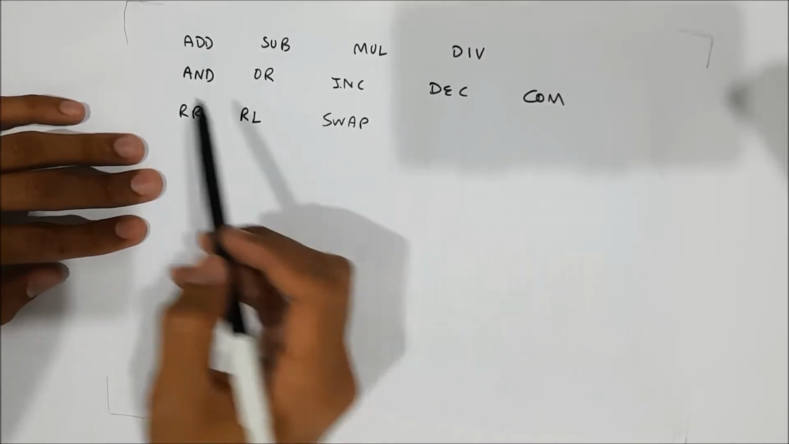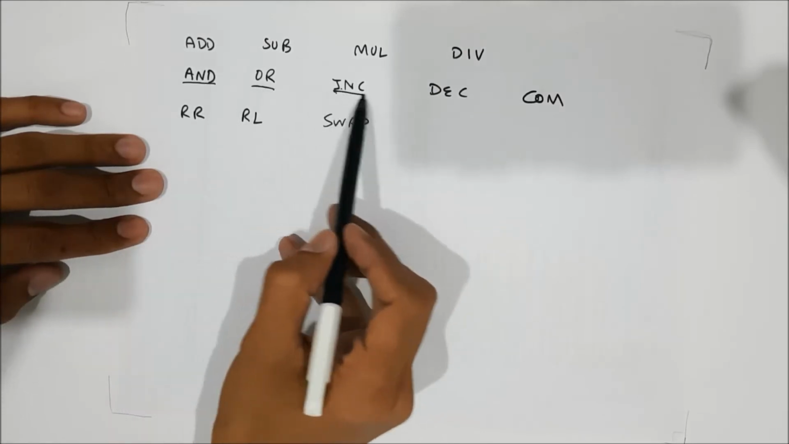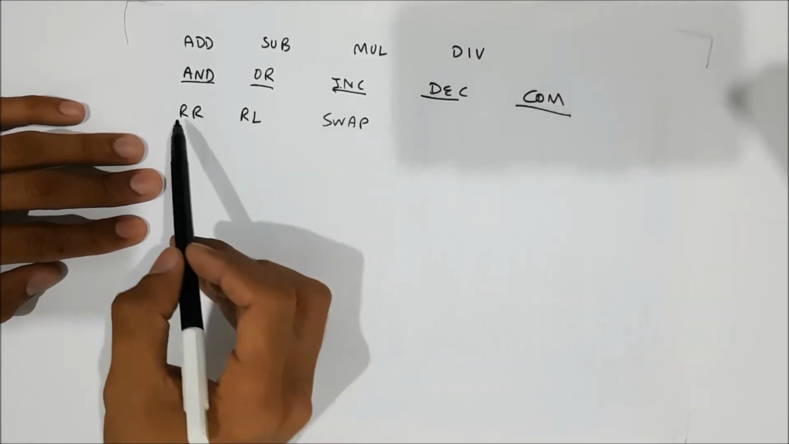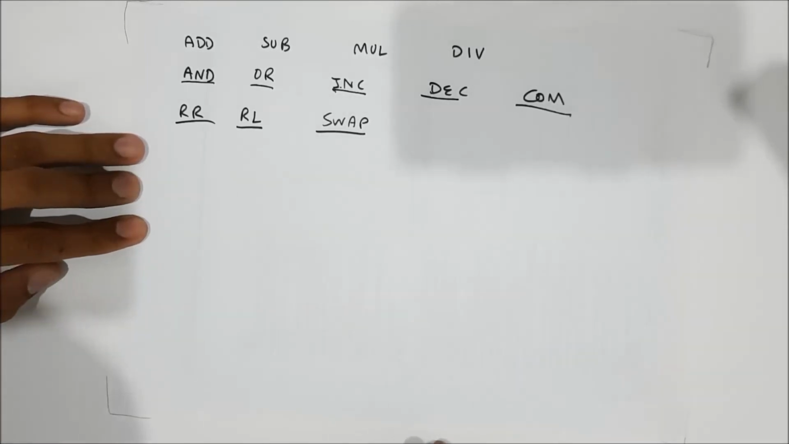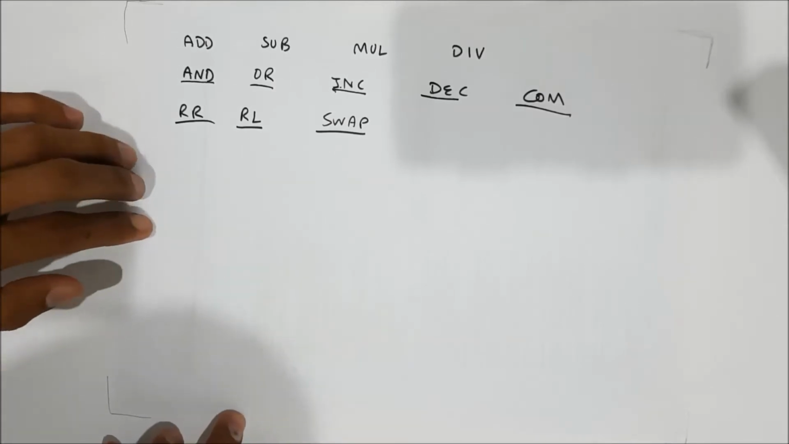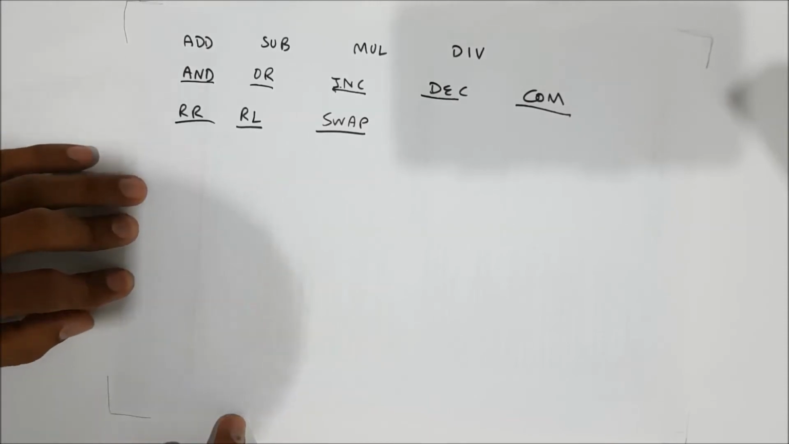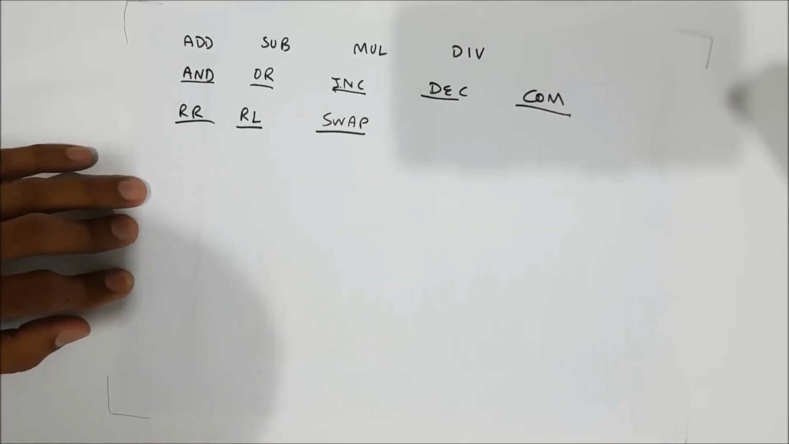We already know what AND, OR, increment, decrement, complement, rotate right, rotate left, and even swap mean. So we don't need to go into the details of these specific instructions. They don't involve any overflow or carry or these kinds of issues. The size of the result will be equal to the size of your operands. The size of the result will not change in case of logical instructions.